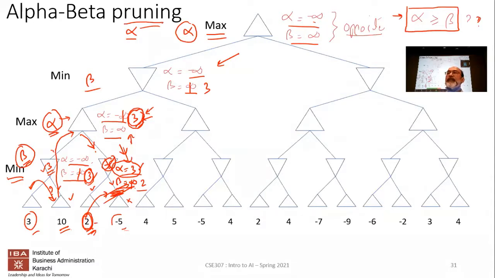because alpha is greater than or equal to beta. Alpha could be equal to beta or it could be greater than; if that condition happens at any particular node, then we're not going to look at the rest of the tree.